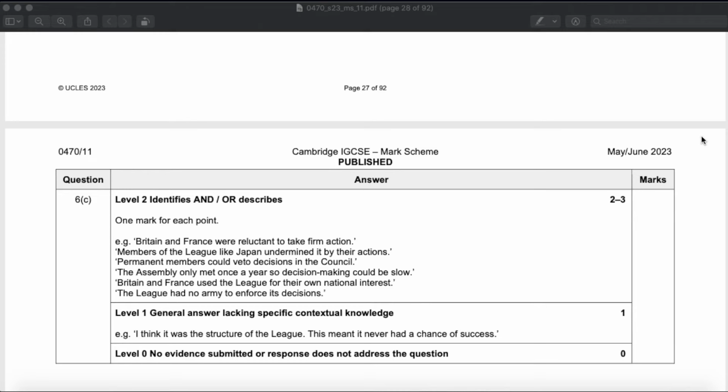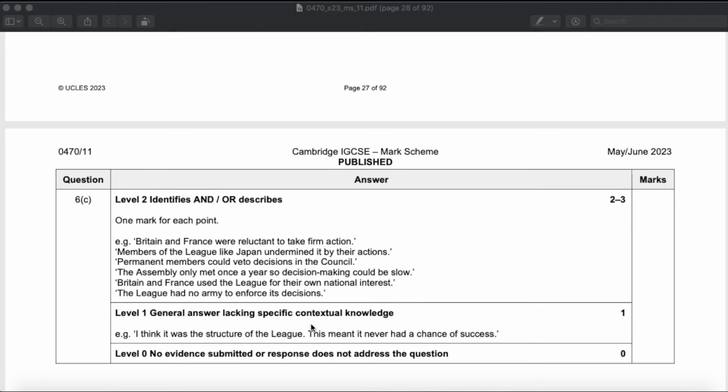Level 1, general answers lacking specific contextual knowledge. I think it was the structure of the league. This meant it never had a chance of success. Well, this is just a claim with no support. So this is not mentioning any specific content knowledge. It's not having any good structure. So that is a poor answer.